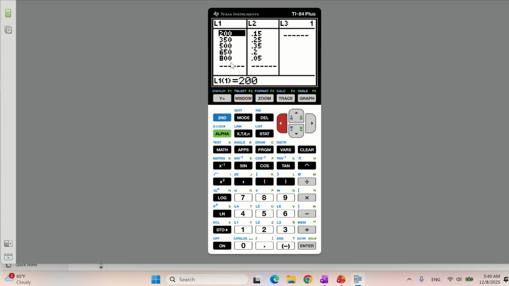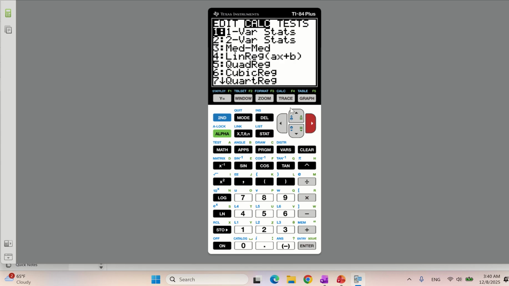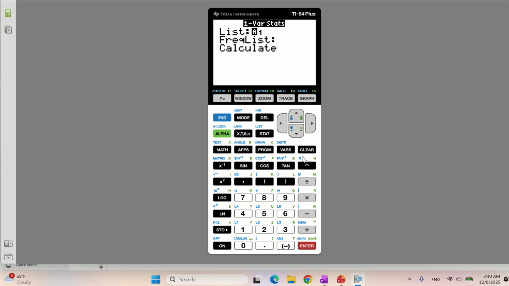After we plug in the x values and the probability values, we're going to go back to Stat, Calculate, and then 1-Var Stats. Make sure list 1 is selected for that, and then for the frequency list, we're going to select list 2. So we hit second stat to access the list, and that would be list 2. And then go down to Calculate. We got our output here.